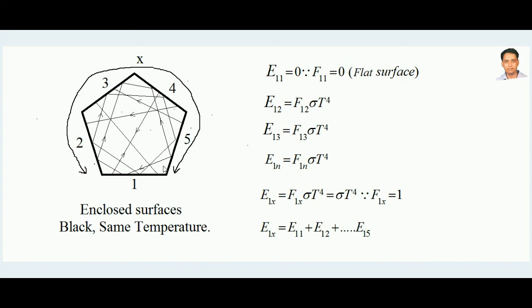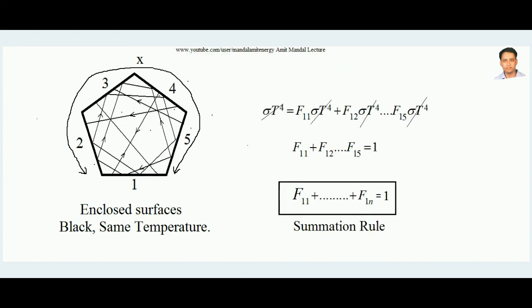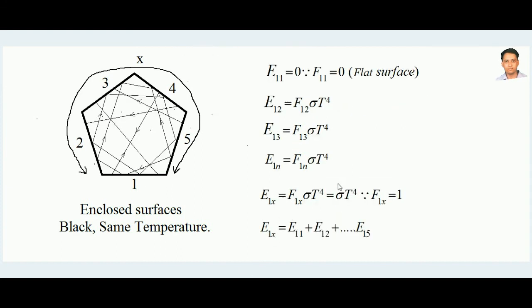Since the radiation coming out from surface 1 is ultimately absorbed by all these 4 surfaces, the algebraic addition of the heat absorbed by all these surfaces must be equal to E₁x. So E₁x must be equal to E₁₁ plus E₁₂ plus up to E₁₅, because there are a total of 5 surfaces. Now putting the values in place of E₁x, I can write sigma T to the 4.